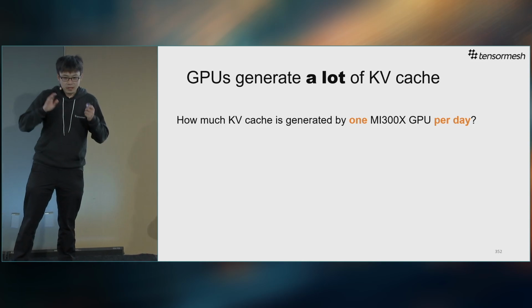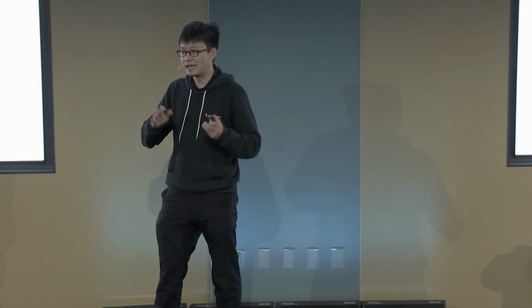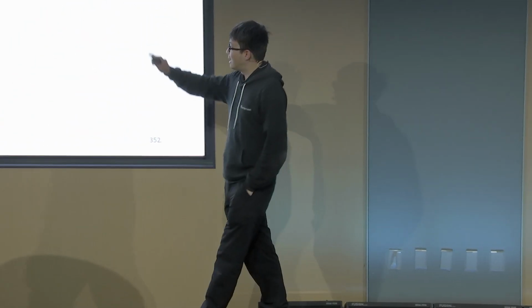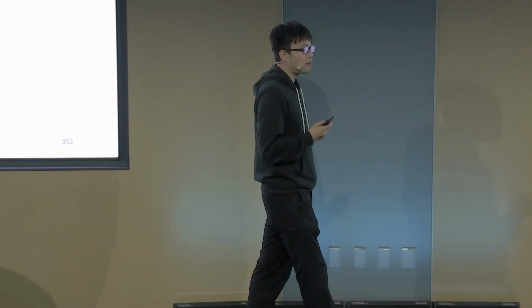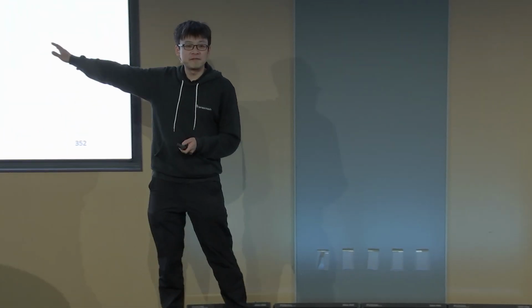Now, first of all, you have to realize KV cache is not small data. It's a huge amount of data. Just to give you a sense of how big the data is, let's imagine one MI300X GPU from AMD. Let's say for 24 hours, how much KV cache can be generated by this GPU? The idea is there's a lot of data created by a single GPU in 24 hours.